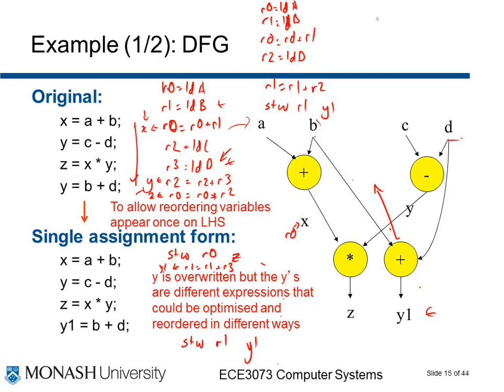What does that mean? So then I can say R1 is equal to load C. I've already got D in R2, so then I can say R1 is equal to R1 minus R2, and that would be Y. And then I can say R0 is equal to R0 times R1, which gives me Z. And then I finally store R0 to Z.